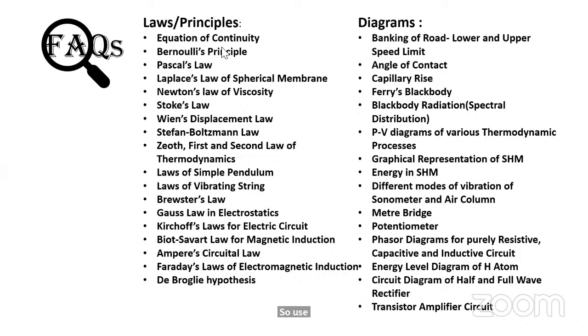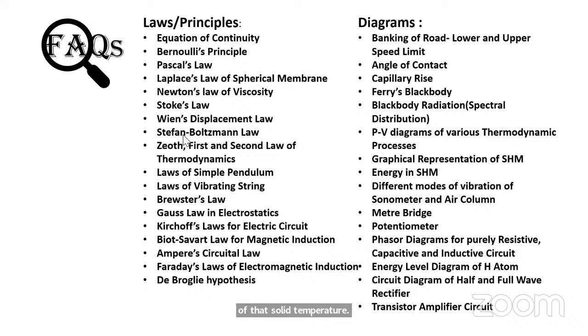Now, down the list of these laws and principles, I have included Wien's displacement law and Stefan-Boltzmann law. Where do you find both these laws? You find them in the radiation part of your third chapter. Wien's displacement law states that lambda max is inversely proportional to the absolute temperature of the black body. Stefan-Boltzmann law: the power radiated is proportional to the fourth power of the absolute temperature.